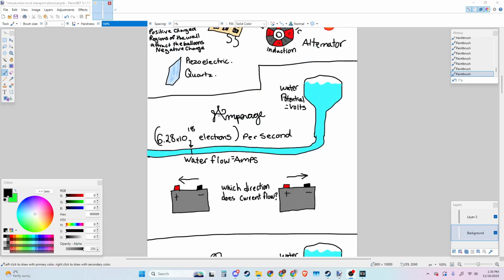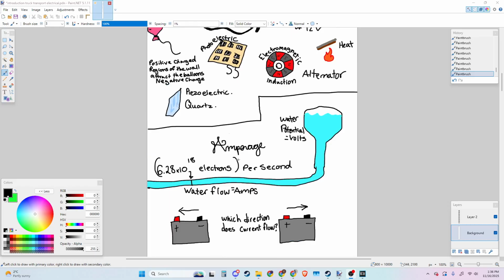I drew this picture. I think water symbolizes voltage and amperage and resistance pretty well. When you have things like a water tower, for instance, the potential voltage is the amount of water you have inside that water tower. Amperage is the amount of water flowing through that pipe from that water tower. Now, when we talk about electrons flowing, we're talking about flow here. Which direction does it flow? We have batteries, we have a positive terminal and a negative terminal. Which way does current flow?